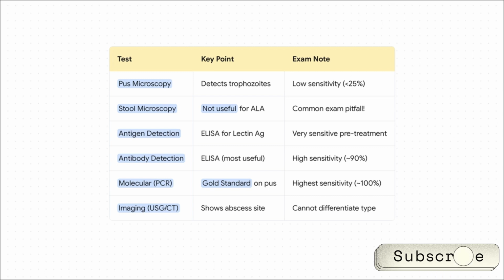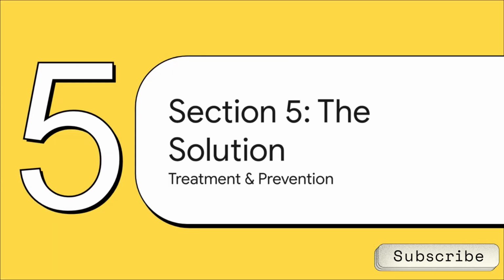Now, let's talk about the big exam trap, stool microscopy. You might think, oh, it's a gut parasite. Let's check the stool. Nope. For an amoebic liver abscess, stool microscopy is pretty much useless. Why? Because the active infection is in the liver, not necessarily in the gut anymore. Please remember that pitfall. Section 5, the solution.